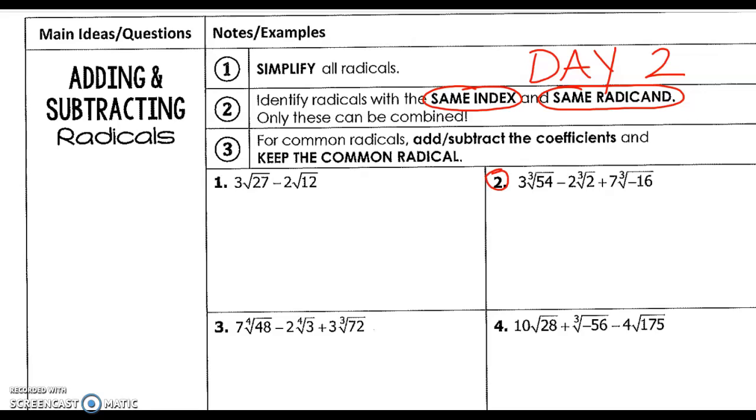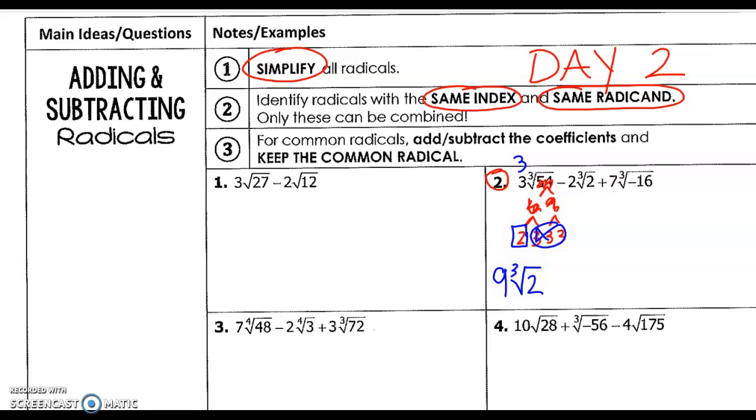So looking at number 2, I have a 54, a 2, and a negative 16 radicand. So I currently cannot add those together. So I would simplify them first. So starting with 54, I would come up with something that goes into 54. So I'm going to go 6 and 9. I know that 6 is 2 and 3. 9 is 3 and 3. So remember, this is a cube root, so I'm looking for groups of 3. So I can bring out a 3. This 2 is stuck. So 3 times 3, we've got 9, cube root of 2.